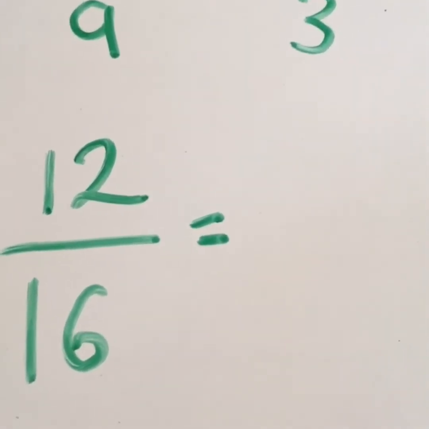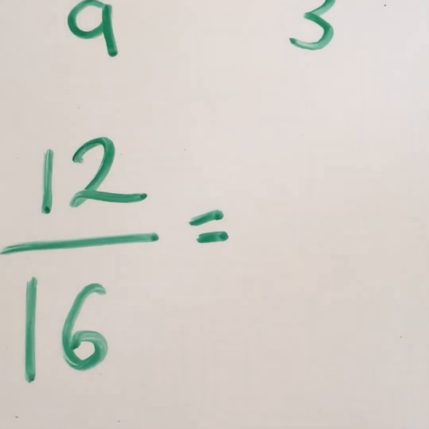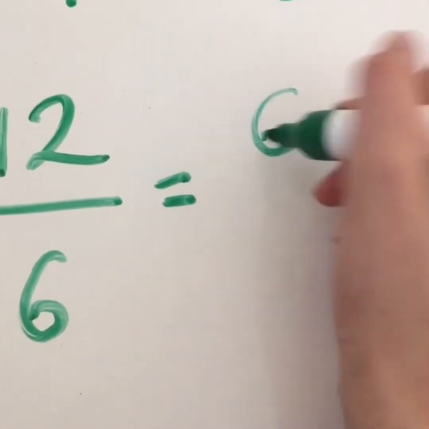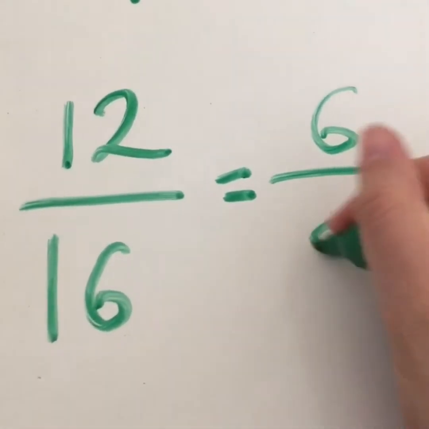can look for other factors, maybe a higher common factor, to see if you could divide them by something else first. So I'm going to divide by 2 first of all, and I'm going to prove my method. So if I divide them both by 2, 12 divided by 2 is 6. 16 divided by 2 is 8.